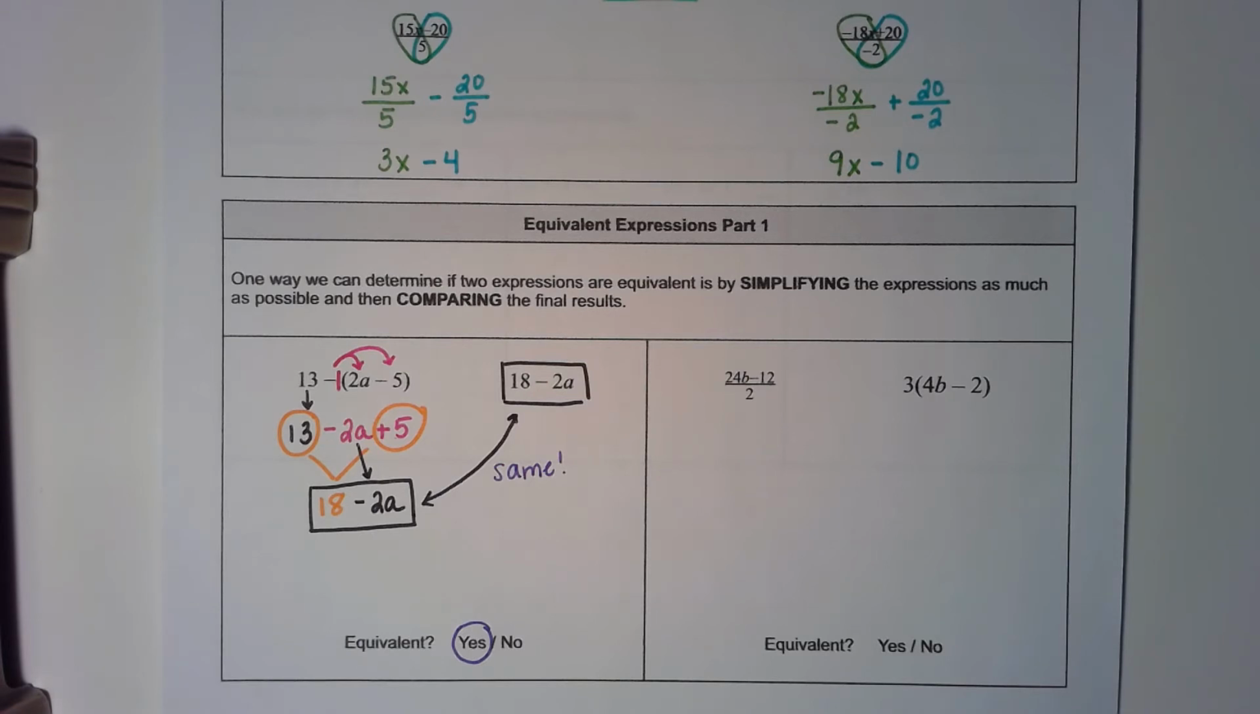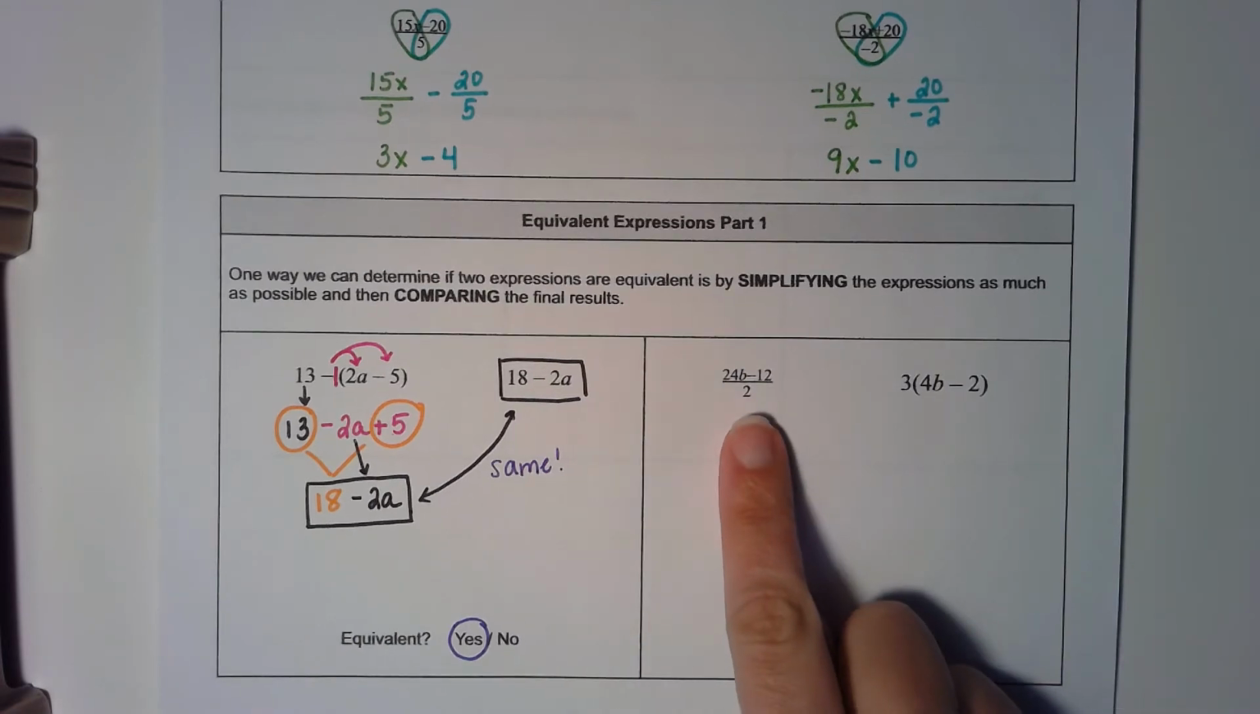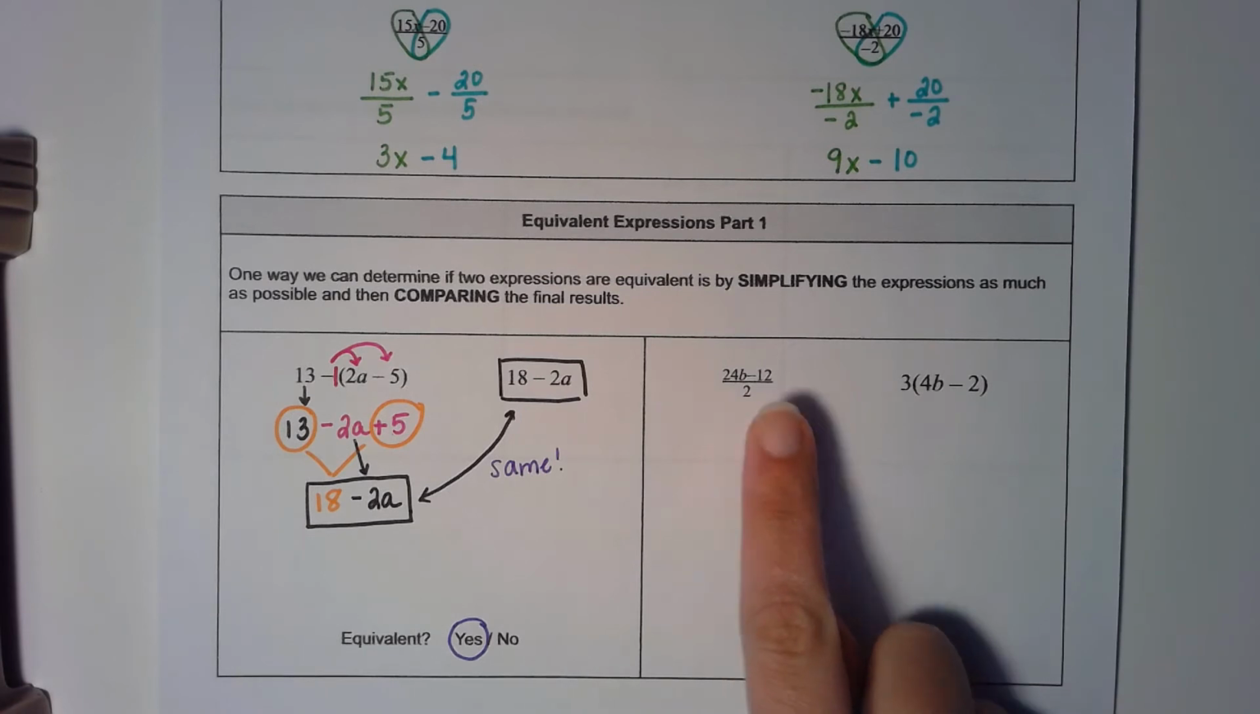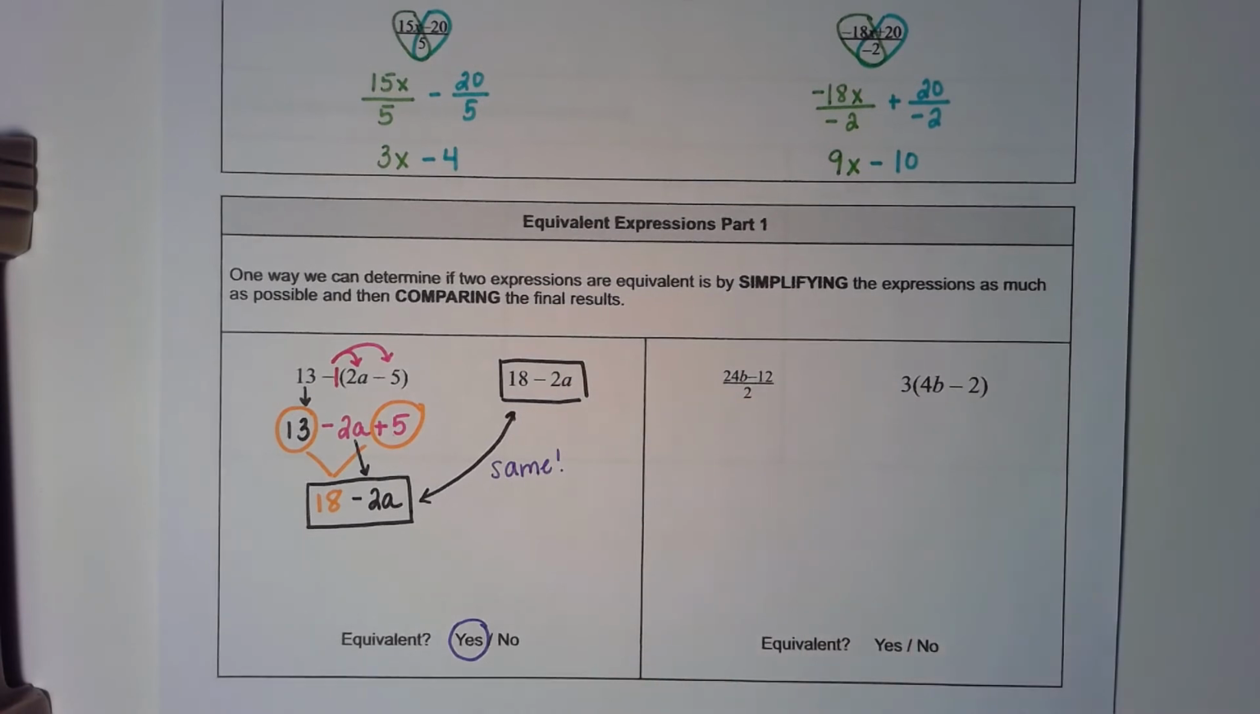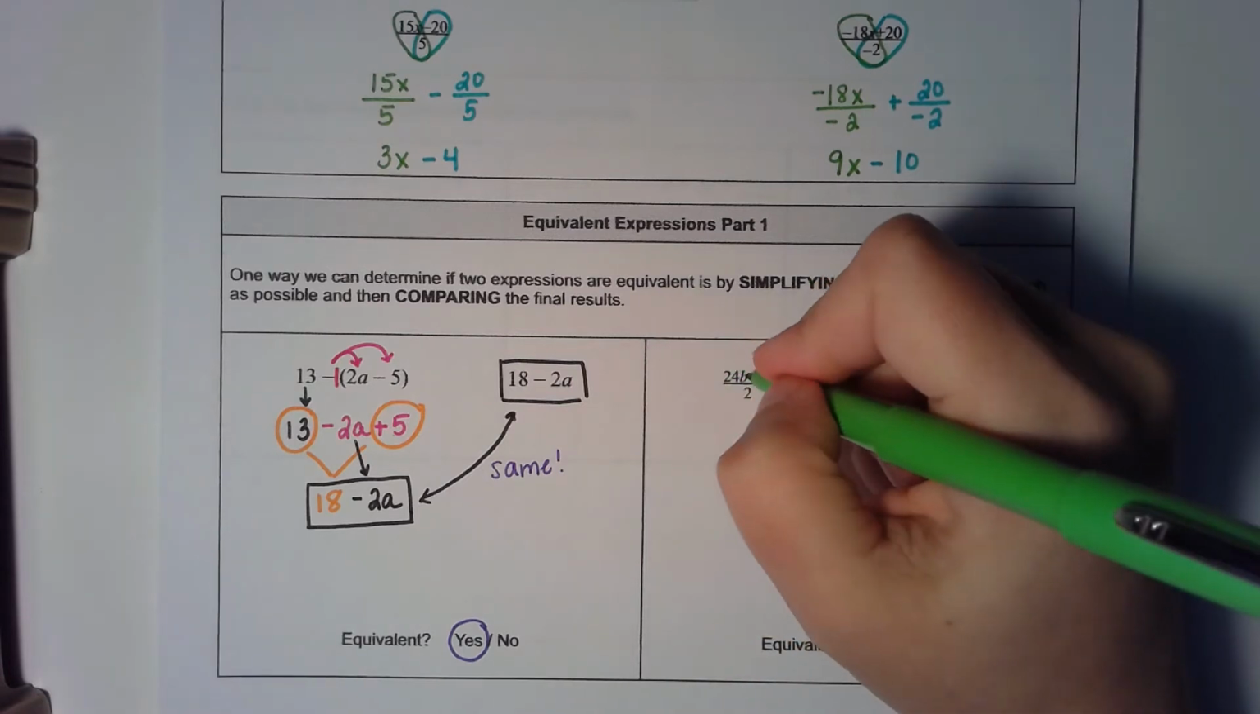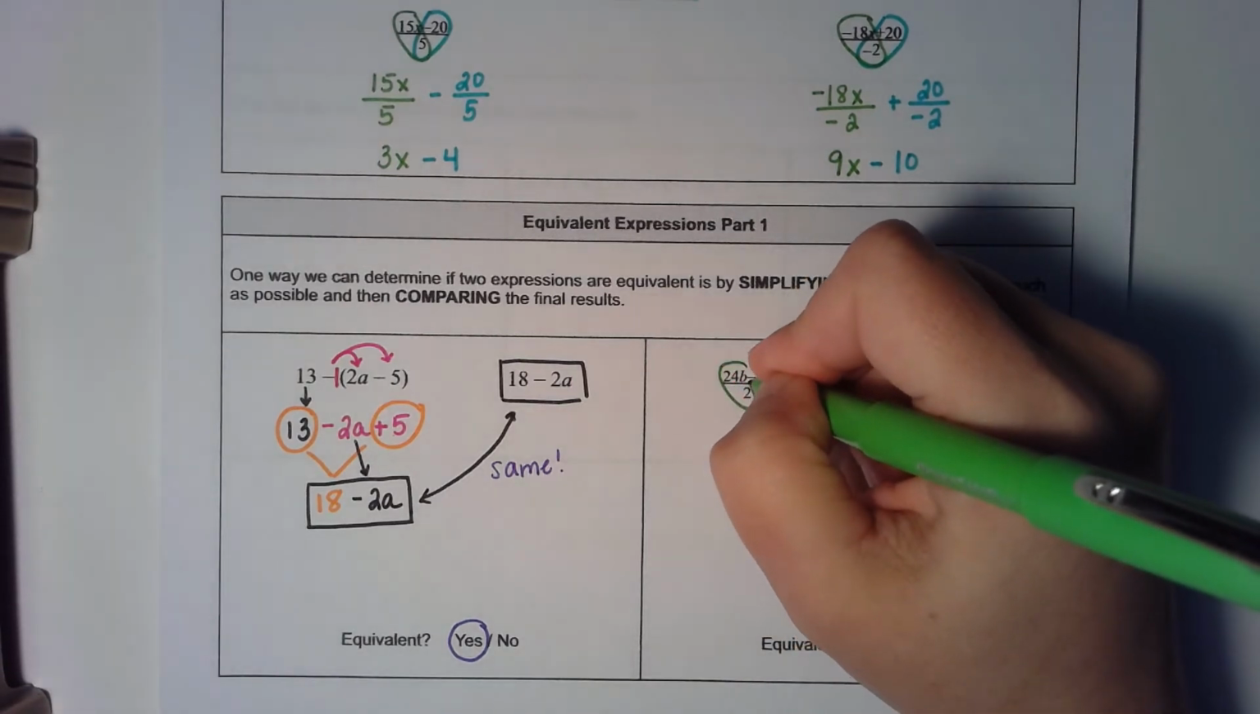In problem number 2, let's start with the first expression and simplify it, and then we'll simplify the second one, and then we'll look at the final answers and see if they're the same. So the first expression has a big old fraction in it, which means I'm going to use my new division technique to simplify. So I'm going to break this up and make 2 separate fractions.